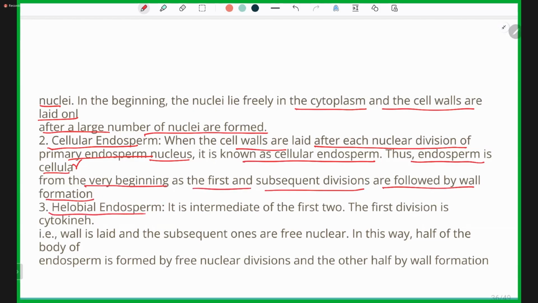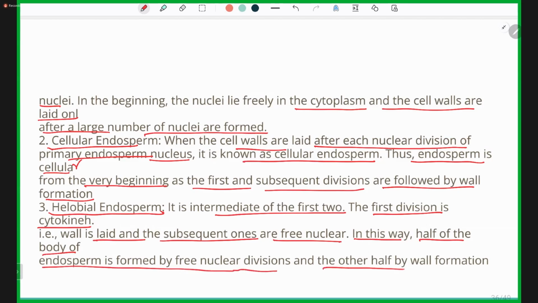Now, there can be helobial endosperm. This is the intermediate of the first two. The first division is followed by cytokinesis and the wall is laid, and the subsequent ones are nuclear. In this way, half of the body of the endosperm is formed by nuclear division and the other half by wall formation. So the three types of endosperms are: the first one is nuclear, the second one is cellular, and the third one is the helobial endosperm.